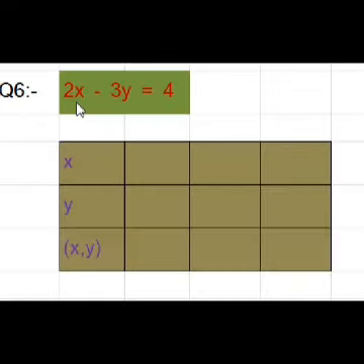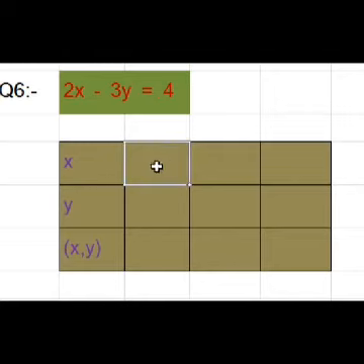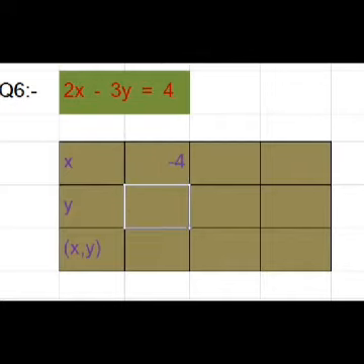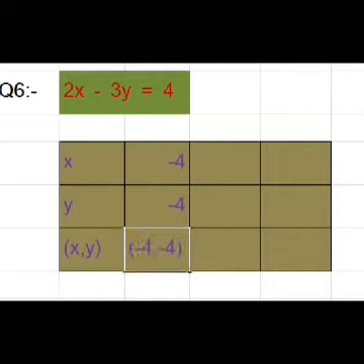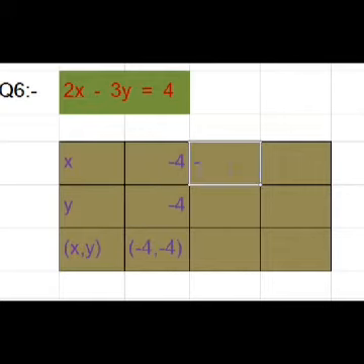Coefficient of x is 2 and y is minus 3. The addition of 2 minus 3 is equal to minus 1. Constant 4 divided by minus 1 is equal to minus 4. Take this value minus 4 for both the values of x and y. Minus 4 plus 3 is equal to minus 1. Minus 1 plus 3 is equal to 2.